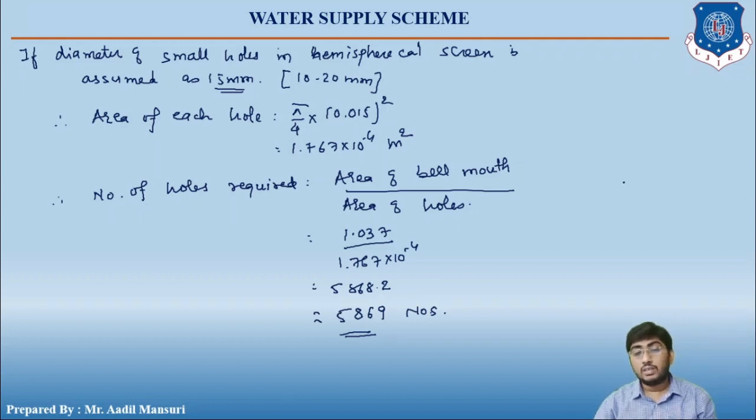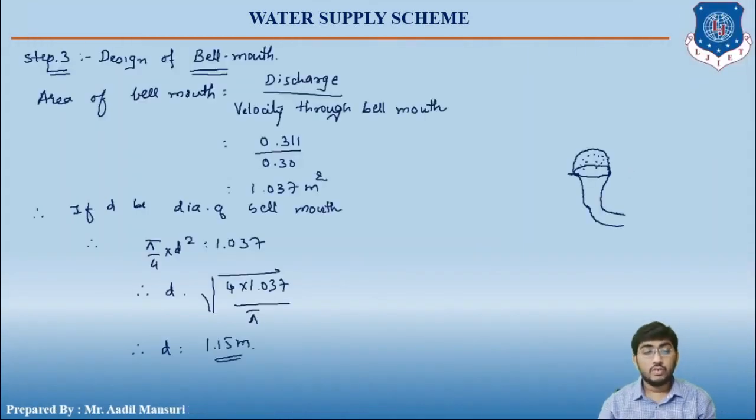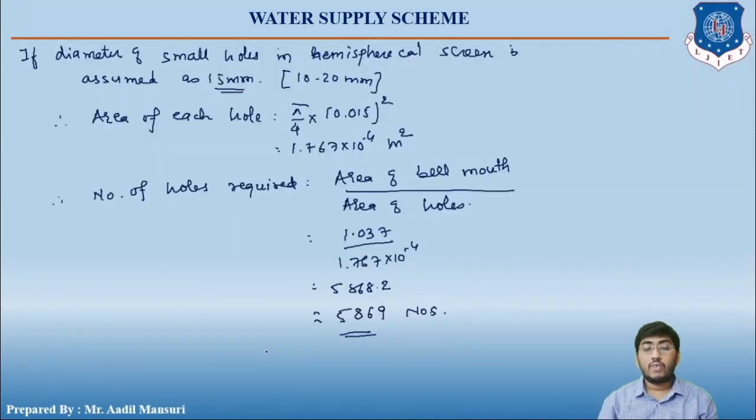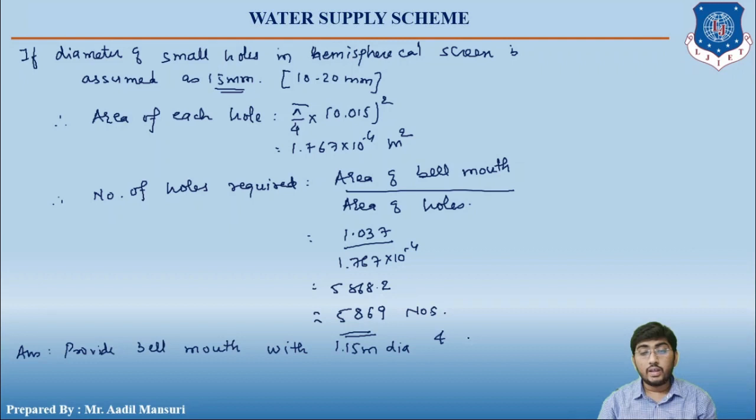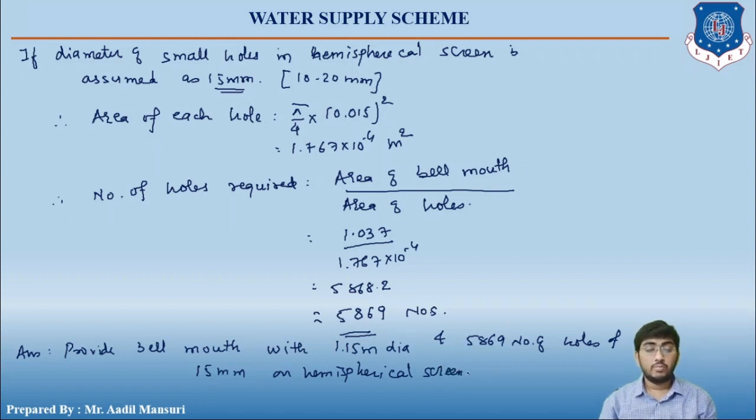So this is step 3. We found out that the bell mouth entry with the hemispherical screen will be of diameter 1.15 meter with 5869 number of holes. So we can write here: provide bell mouth with 1.15 meter diameter and 5869 number of holes of 15 mm on hemispherical screen. So this is about step 3.